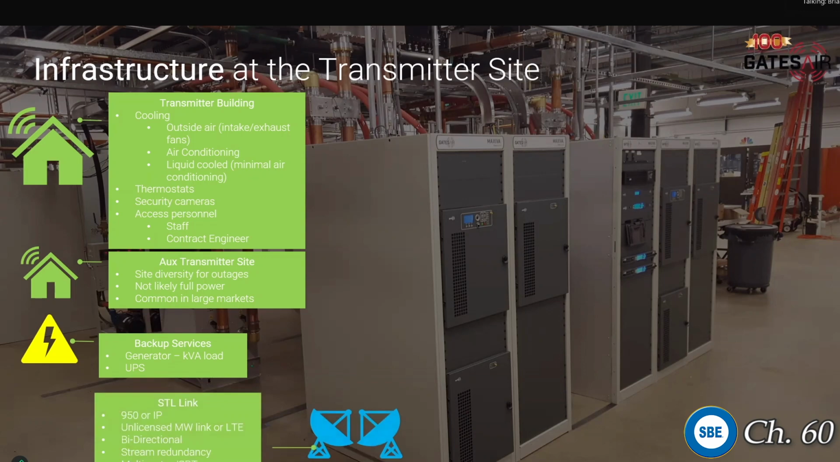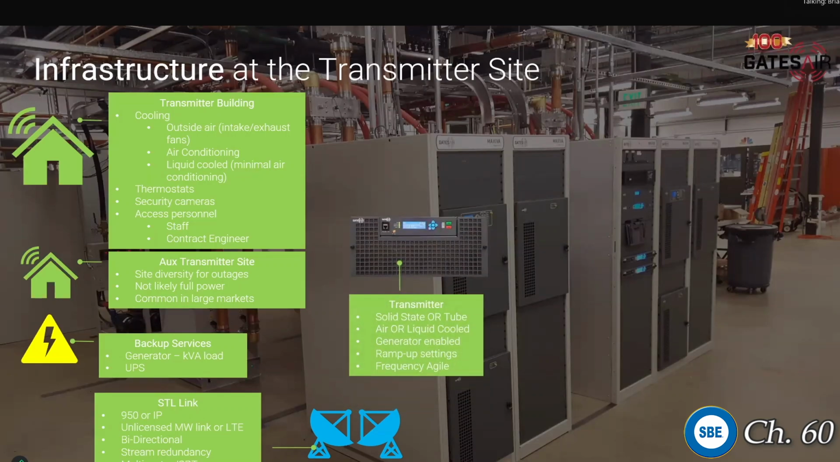Of course, there's the STL, could be 950. A lot of radio is also moving to LTE cellular, and even some Starlink, working with some stations using Starlink to back up their 950 STLs now. You want to have stream redundancy if you are doing IP with multicast and SRT coding.